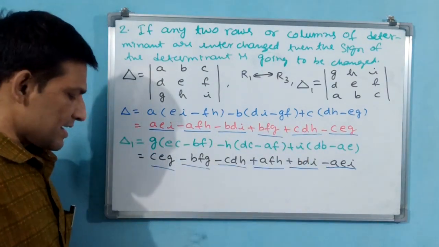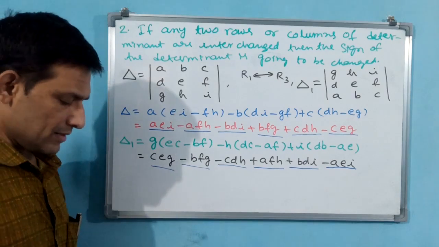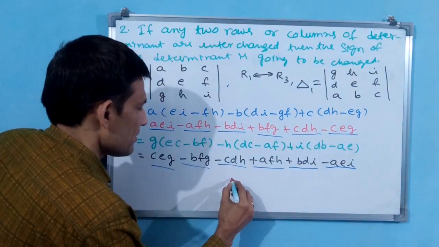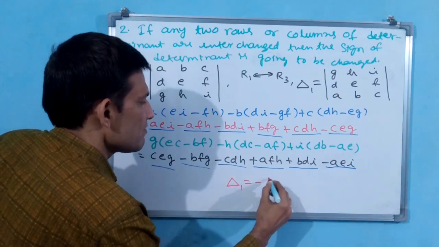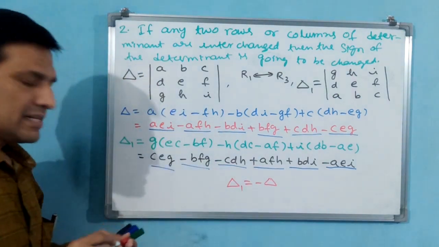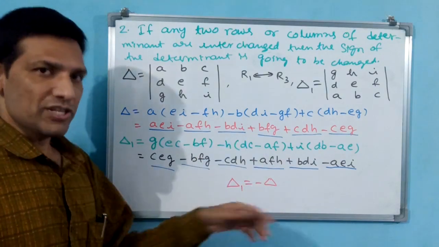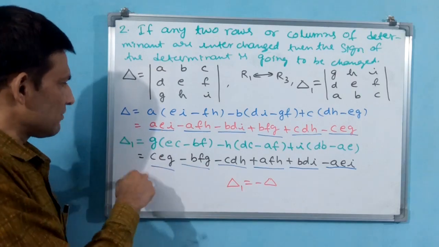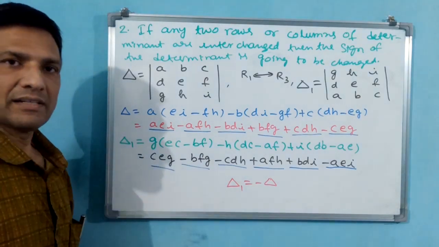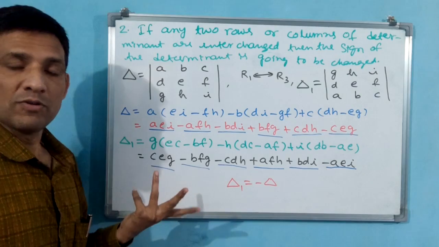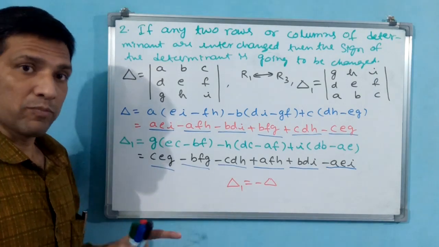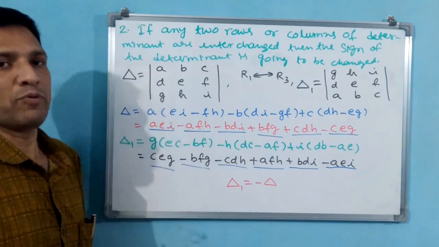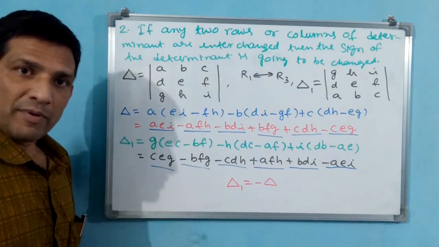Can we say delta 1 is equal to minus delta now? Yes, delta 1 is equal to minus delta, because all signs have changed. Even the minus you can take common, and this becomes minus delta. You understand? Now we have proved it, not verified, because we have not taken any numbers. This is proof. Shall we go for the third property?